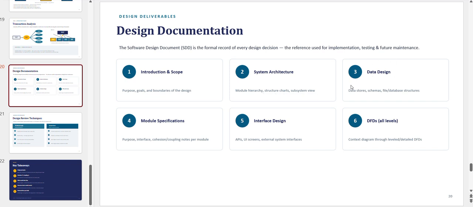Third is data design. In this, data stores, schemas, file or database structure. Fourth one is module specification. In this, purpose, interface, cohesion or coupling notes per module. Fifth is interface design. In this, APIs, UI screens, external system interfaces. And sixth one is DFDs, all levels, context diagram through level 1 or detailed DFDs.